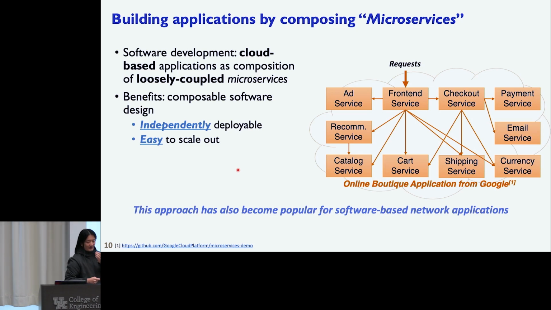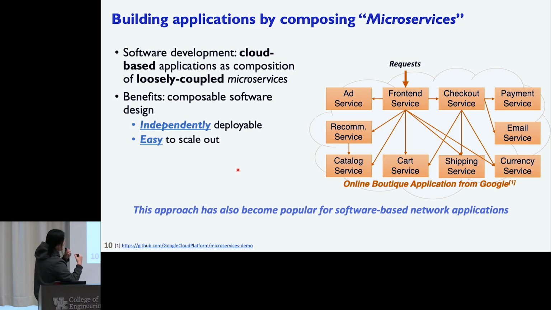The second movement in the evolution of the cellular core is the use of microservices. I don't know whether you have heard this before, but it's very popular in the software engineering community, where people use the microservice paradigm to build very complex cloud applications. Taking this online boutique application from Google as an example, every single piece of it is deployed as a single-purpose microservice that is loosely coupled with the others. And the benefit is very clear. Each of these microservices can be deployed independently, and they are very easy to scale out.